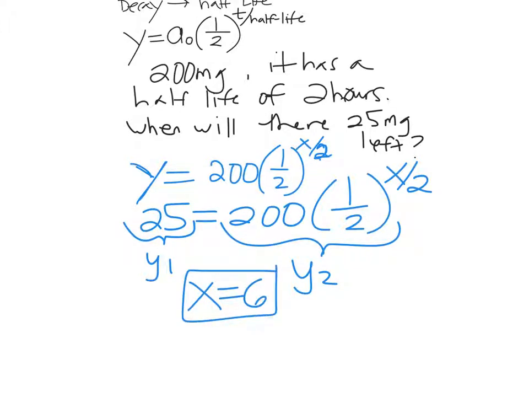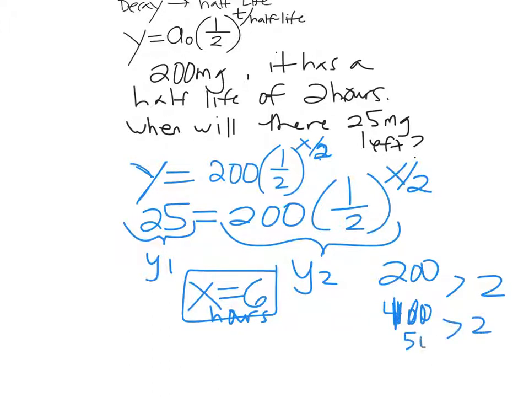6 what? 6 hours. Think about it. You have 200 milligrams. After 2 hours goes by, you're going to have 100. I was doubling. Wow, I should just move on. And then after another 2 hours, you're down to 50. And then another 2 hours, you're down to 25. So it took you 6 hours.